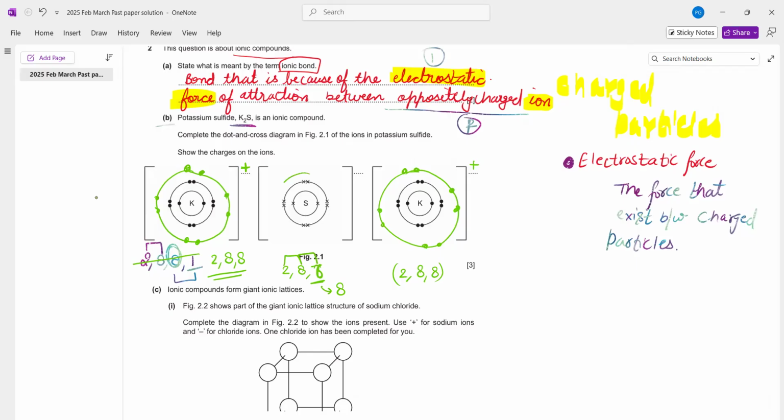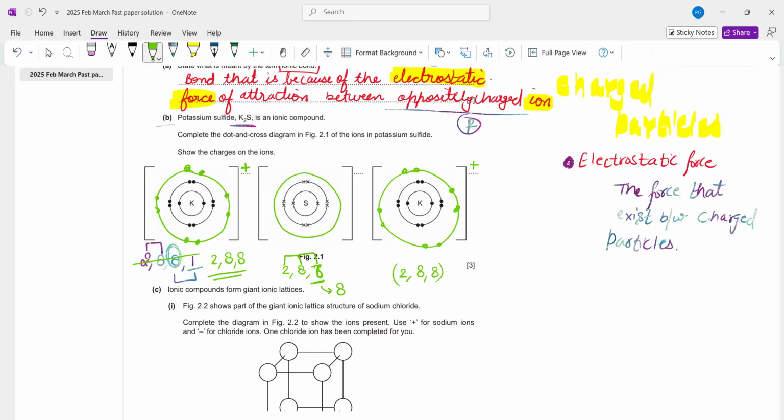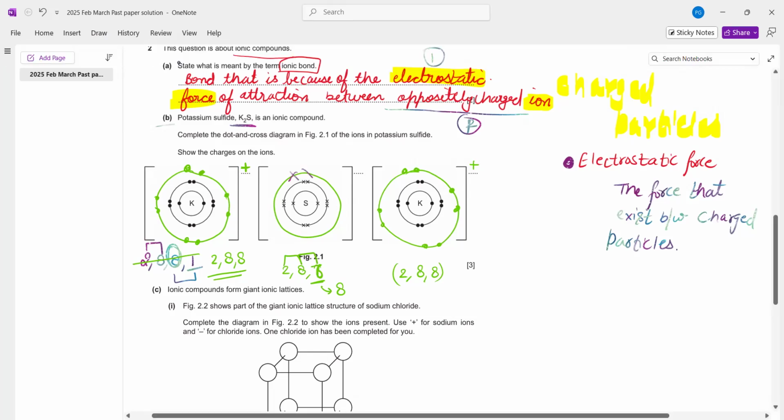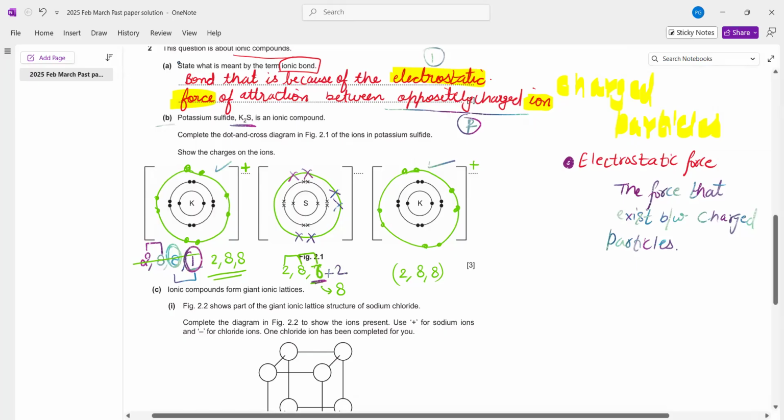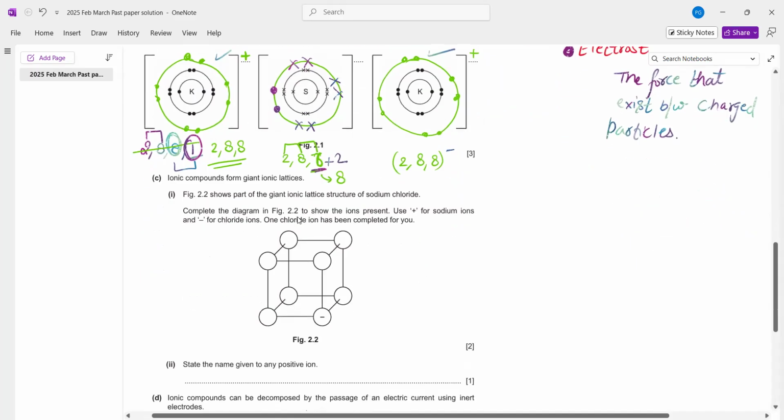So let's see. We'll draw one more shell, and because sulfur's electrons are shown with crosses, we'll draw it with crosses. So how many crosses? 6, because 6 are already present. But we'll add two more electrons, one from this potassium and one from this potassium. One electron has been lost by this potassium, one electron has been lost by this potassium, but we'll represent them with dots just to show that they are electrons of potassium. So this is how we are going to complete the electronic diagrams for K2S.